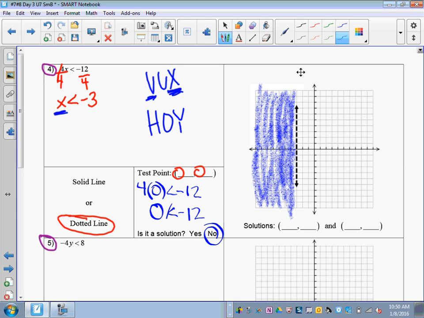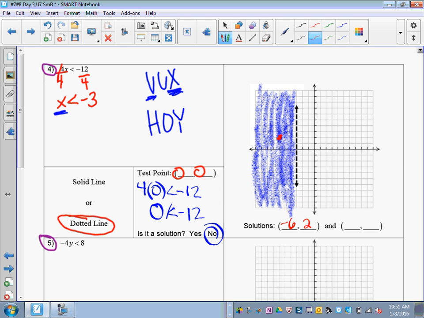And your answer might be different than the person next to you, because again, we have an infinite number of solutions over here. So one of our solutions would be, how about this, negative 1, 2, 3, 4, 5, 6, up 2. So x is negative 6, y is 2. So the point negative 6, 2 falls in my shaded area, so it is a solution.